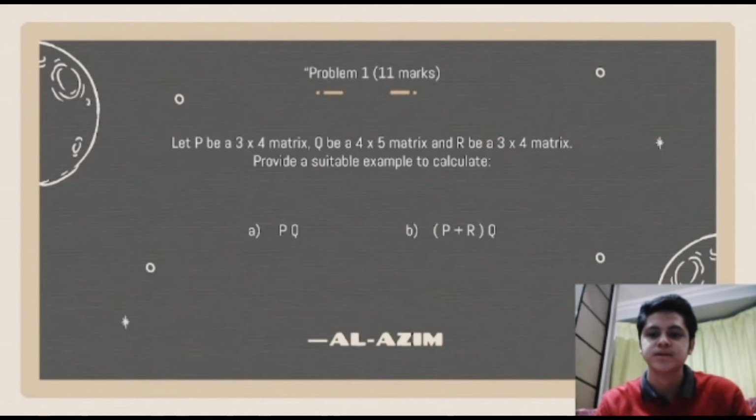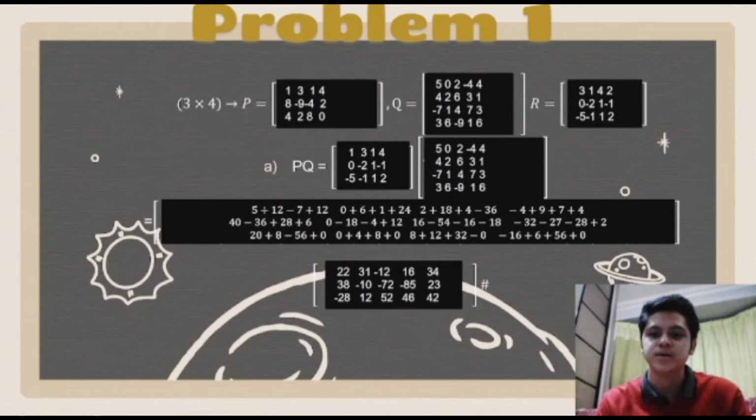For the first question, A in problem 1, the question is about P multiplied by Q, and we get the answer according to each row, giving the resulting matrix. The answer for P multiplied by Q: the first row is 22, 31, -12, 16, 34. The second row is 38, -10, -72, -85, 23. The last row is -28, 12, 52, 46, and 42.